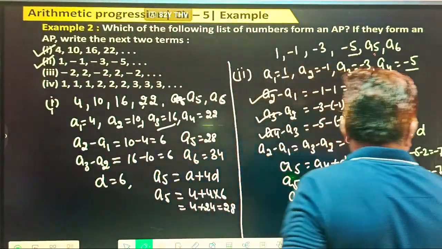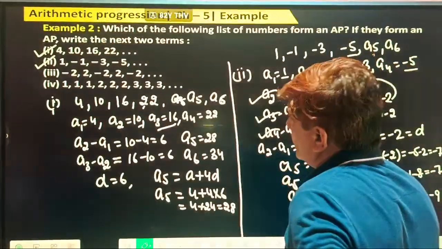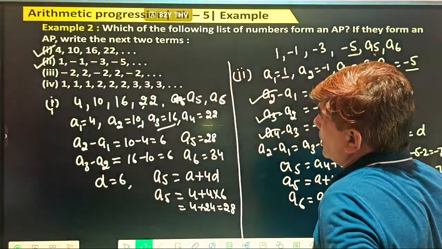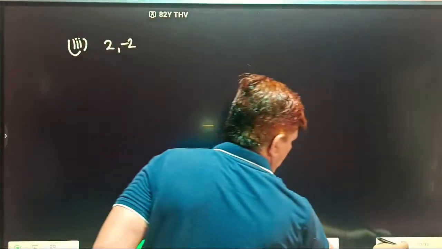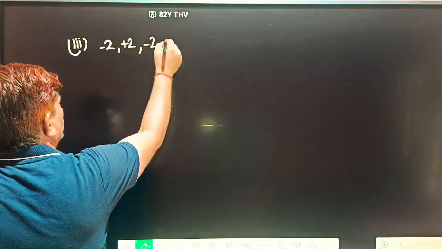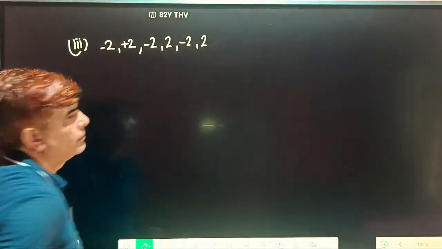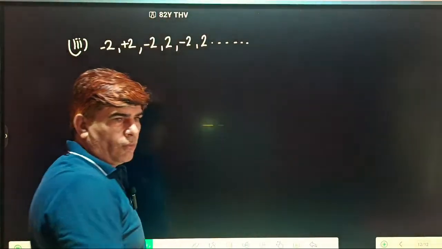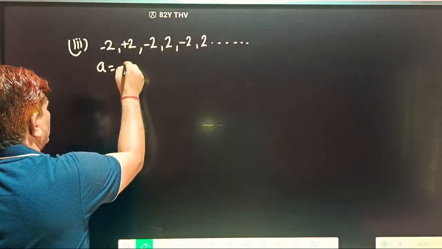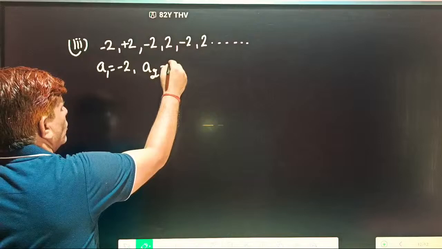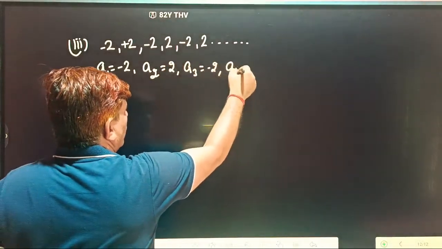Third one, we can check. Third one is this. What's given? 2, -2, 2, -2. This is the third part. It means what type of sequence is this? Infinite, going to infinity. What's A here? A1 is -2, A2 is 2, A3 is -2, A4 is 2.